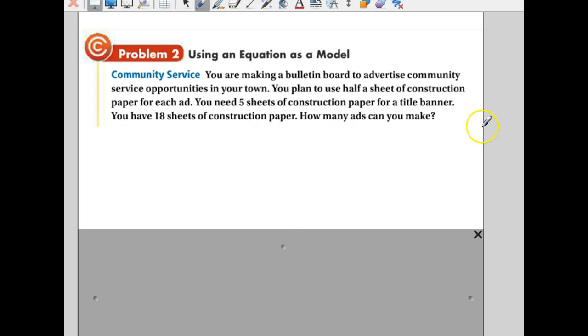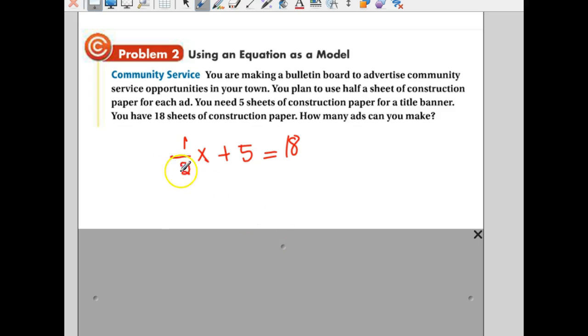So this one can be kind of complicated. And if you have the ability, I would say pause this right now. Try to take a look and see if you can figure it out. All right, otherwise, I'm going to work it out for you. So each ad is a half of a sheet. So I'm going to say x is a sheet. Plus you've got 5 more will equal a total of 18 sheets.